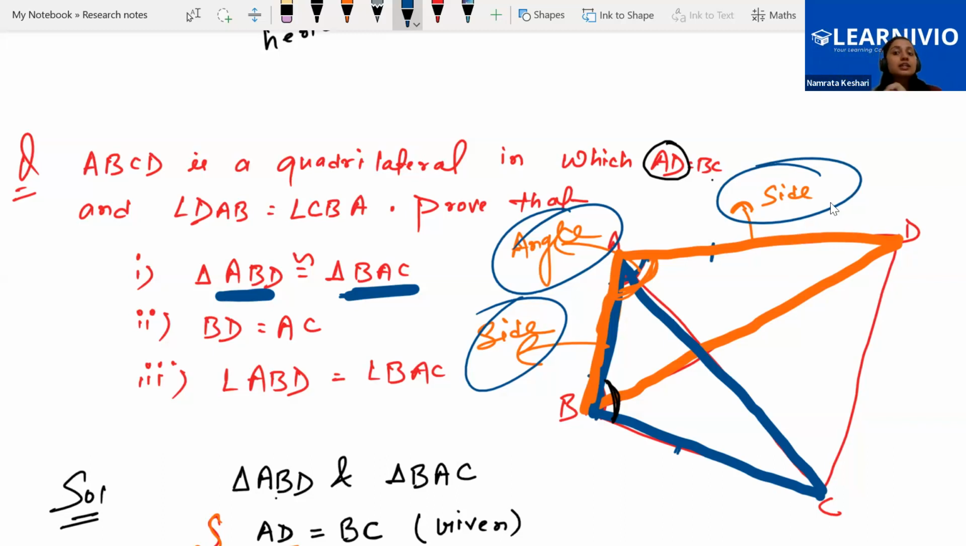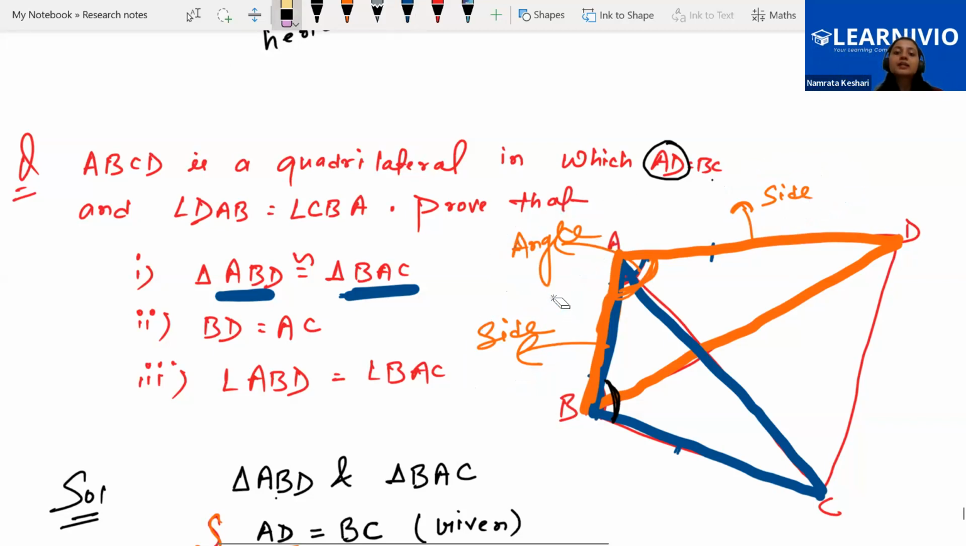Here it is crystal clear that the side angle side congruency criteria is followed. Yes or no? Yes, ma'am. Okay, and we will be writing it over here.